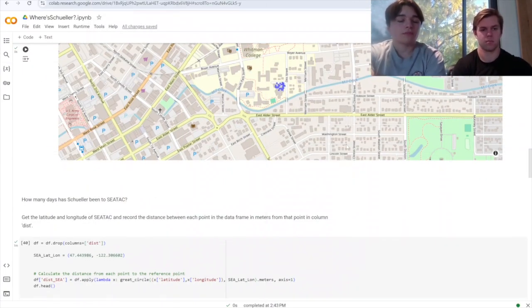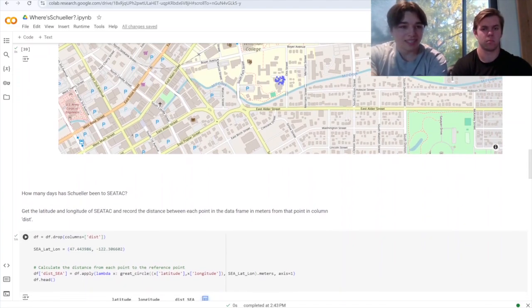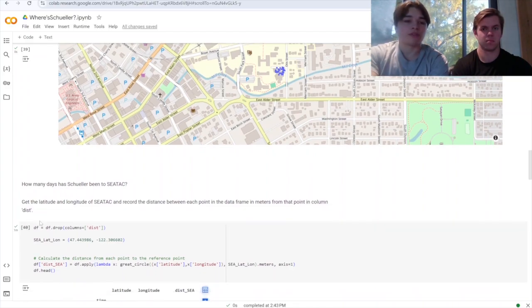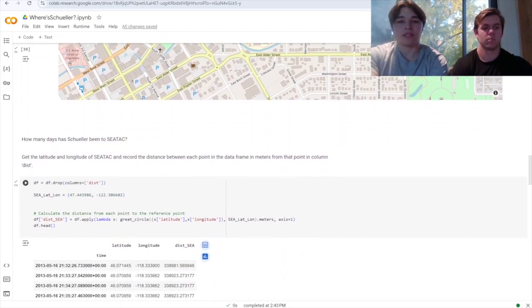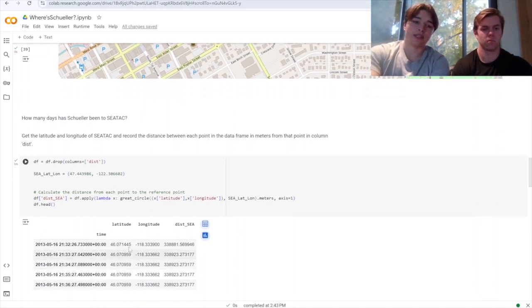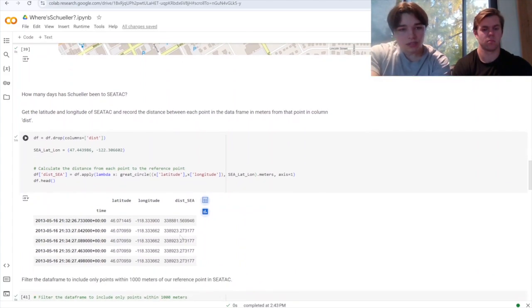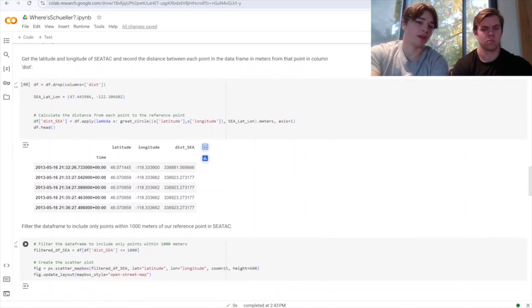Resampling definitely helped to visualize this. Okay, so with our pickle file and data frame already uploaded, we want to answer another question, which is how many days has Schuler been to SeaTac, the airport in SeaTac? First we get rid of the column from the previous analysis, and we get the distance between every single point in the data frame and SeaTac using the great circle. So that's right here. These are all of our points and their corresponding distance from the airport.